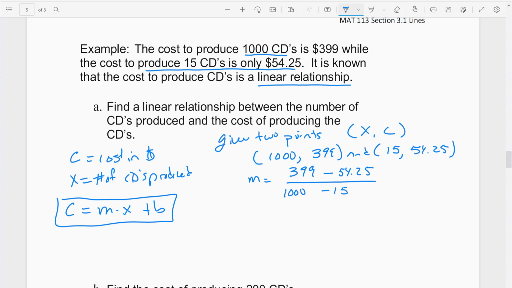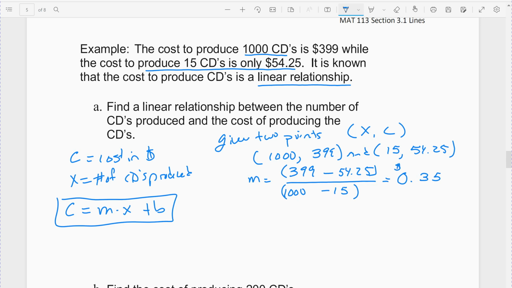So up top is the change in cost. In the bottom is the change in CDs, right? Output, input, change in Y over change in X, change in cost over change in number of values. Alright, up top, I'm just going to type it all out on the calculator. If you do type it out on the calculator, make sure you put parentheses around your subtraction. Comes out to be 0.35, not 25, 35.